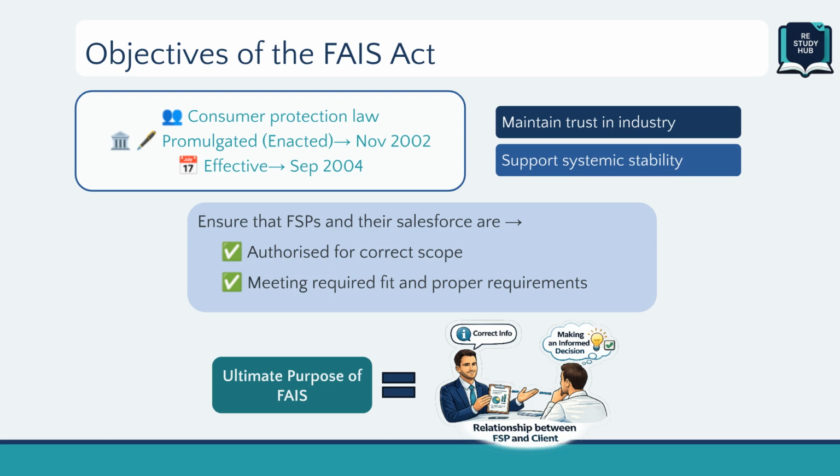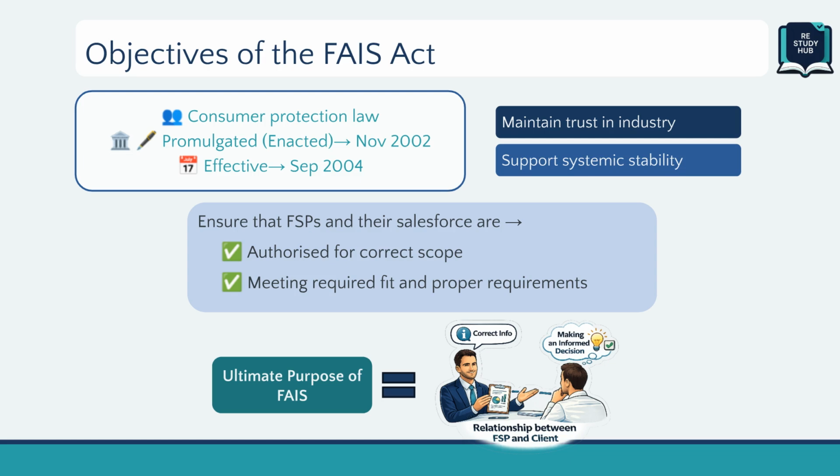September 2004. The objectives of the FAIS Act, as stated in the legislation, are to maintain trust in the financial services industry and to support systemic stability. Systemic stability means that if a large institution, such as a bank, fails, it should not cause a domino effect that results in the failure of other institutions or the financial system as a whole.